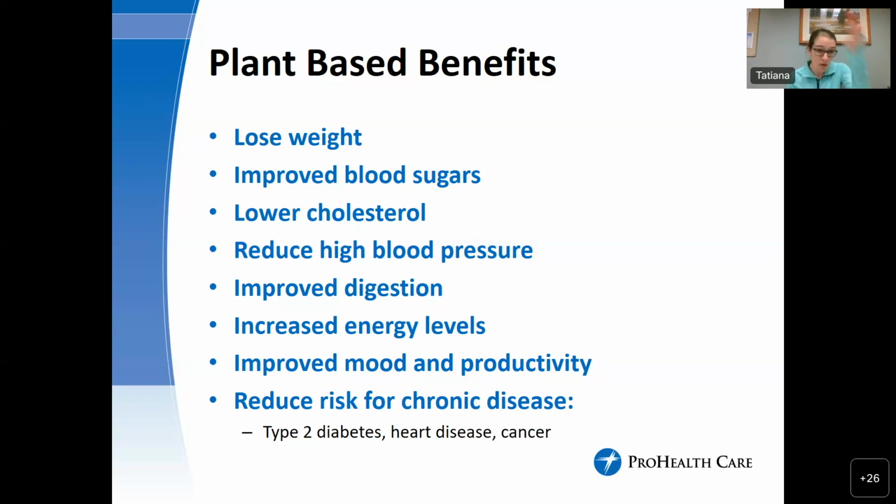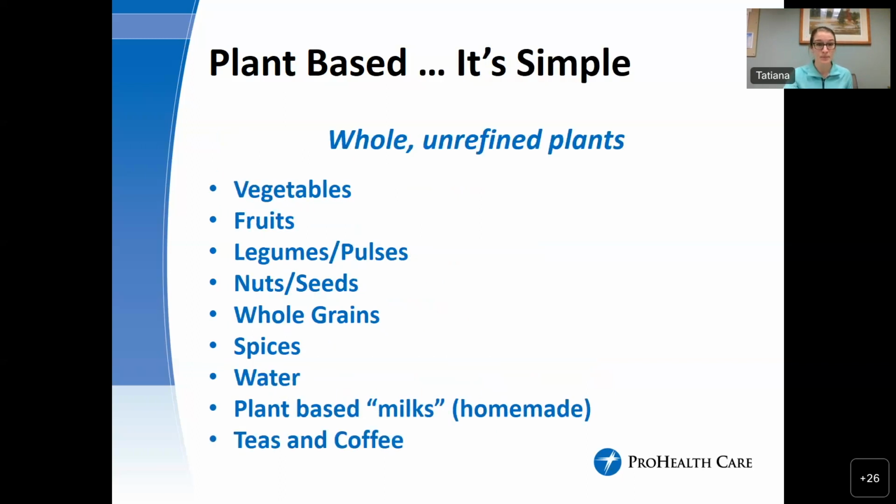And with all of these reasons, we see the potential for a reduced risk of chronic disease, whether that be developing type 2 diabetes, reduction in risk for heart disease, or cancers. A whole food plant-based diet is very high in antioxidants because we're eating so many fruits and vegetables that are giving us those great antioxidants and protecting our cells. So all around, a whole food plant-based eating pattern has a lot of benefits.